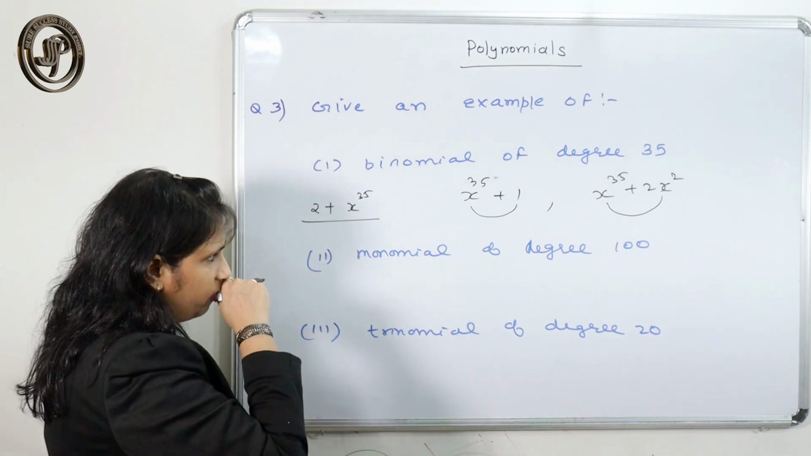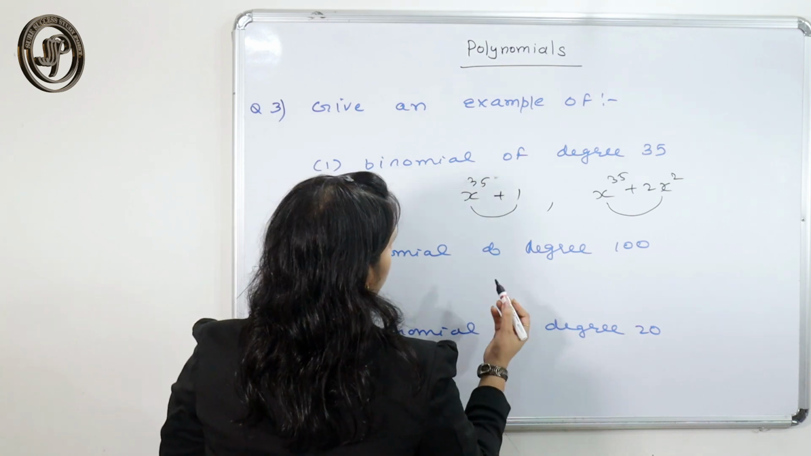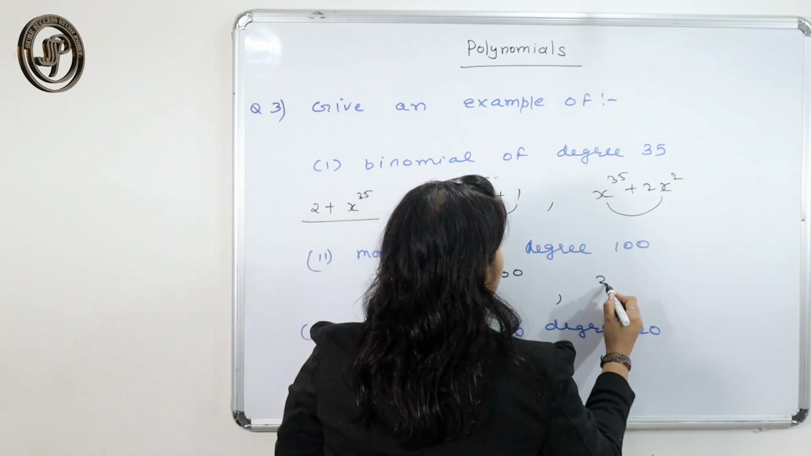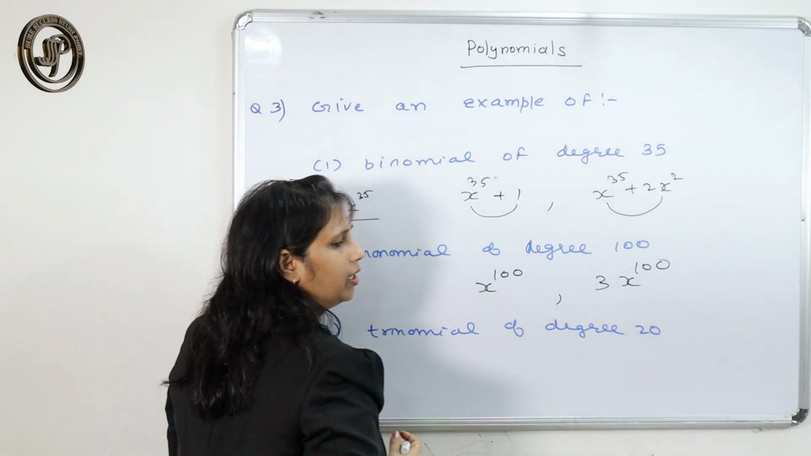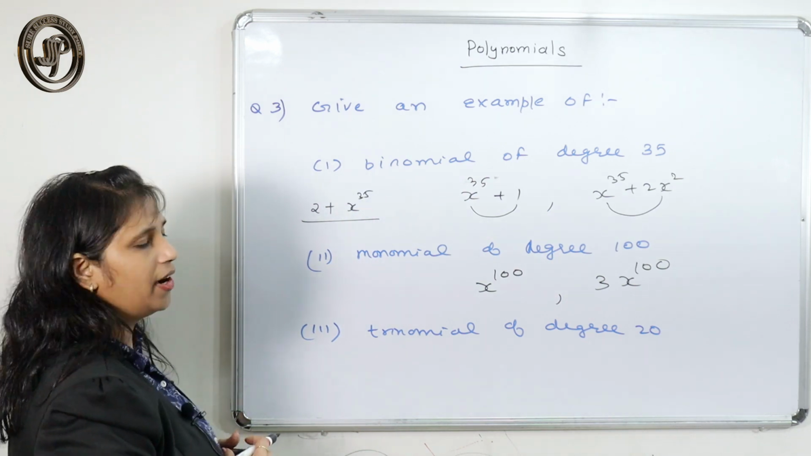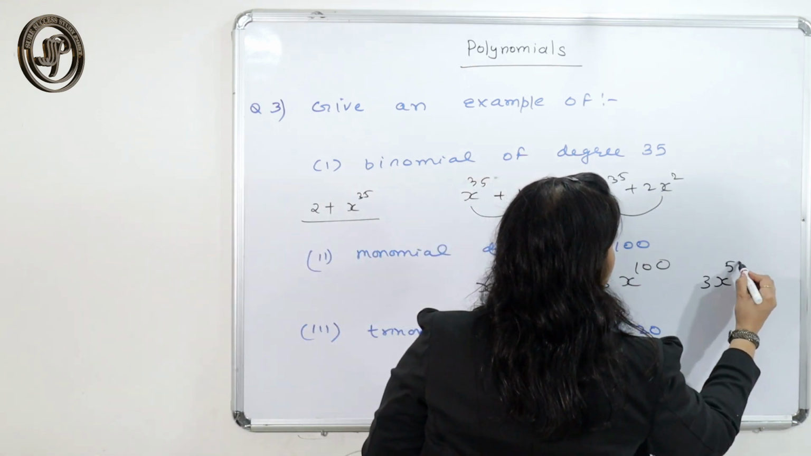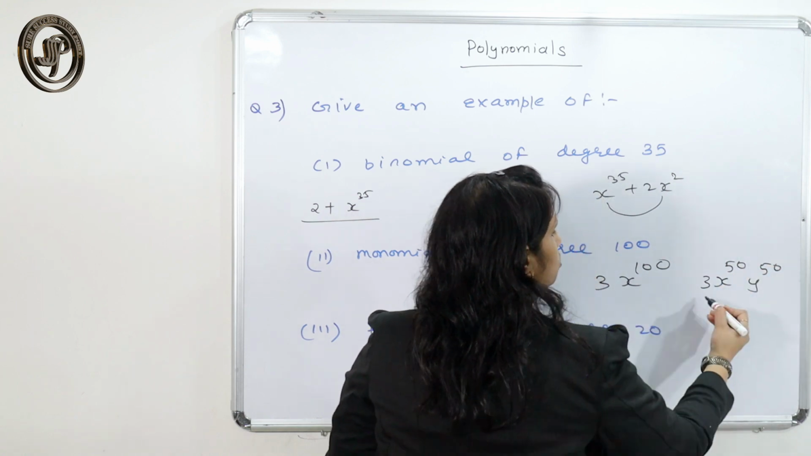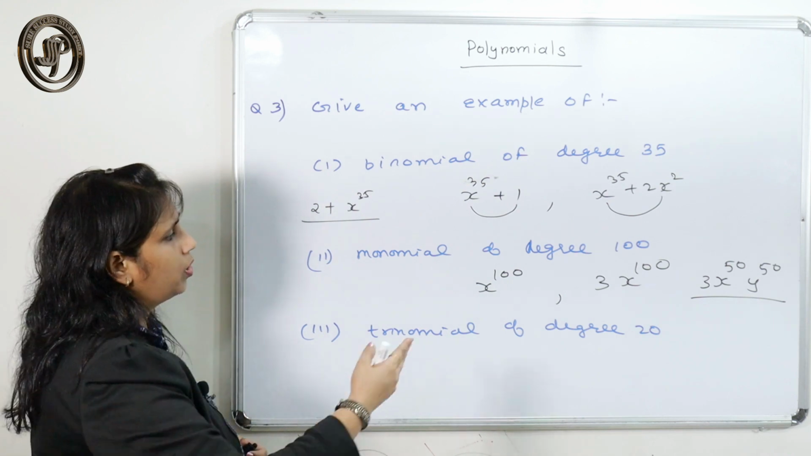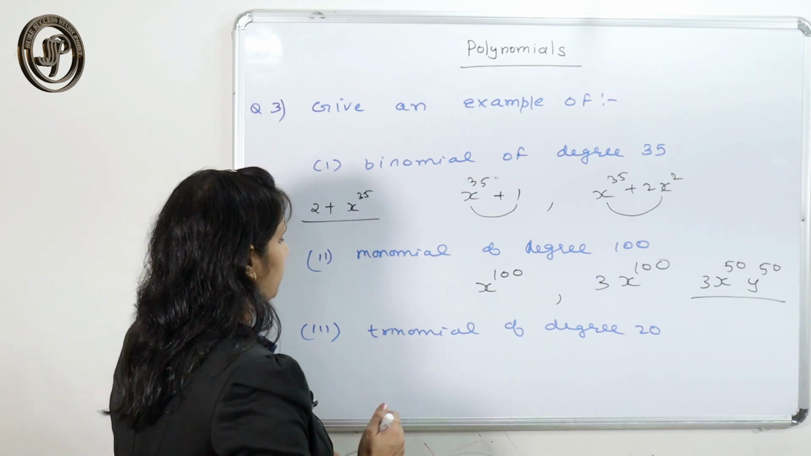Now, a monomial of degree 100. So you can just write it in this way, or you can write 3x raised to power 100, anything, so that it is a monomial of degree 100 only. Otherwise you can write 3x raised to power 50 y raised to power 50. That is a monomial with two variables having degree 50. You can write an expression like this, but it should be a monomial with the required degree, here degree 100.